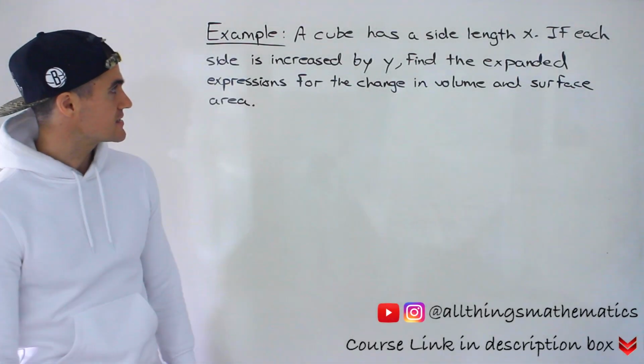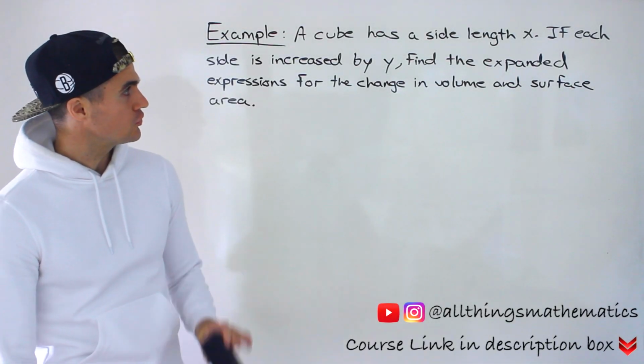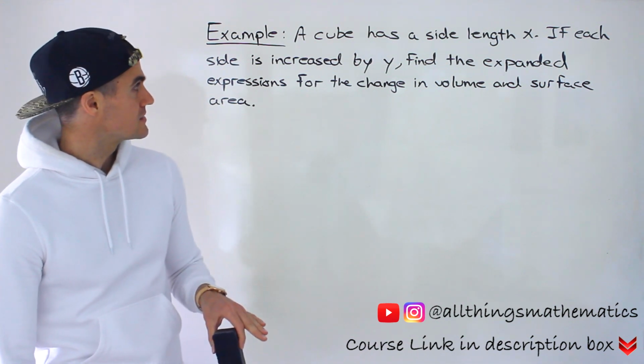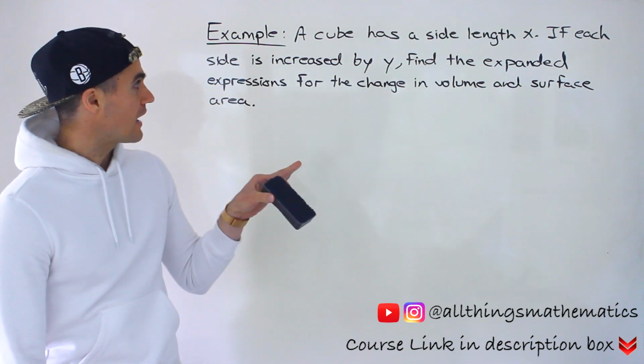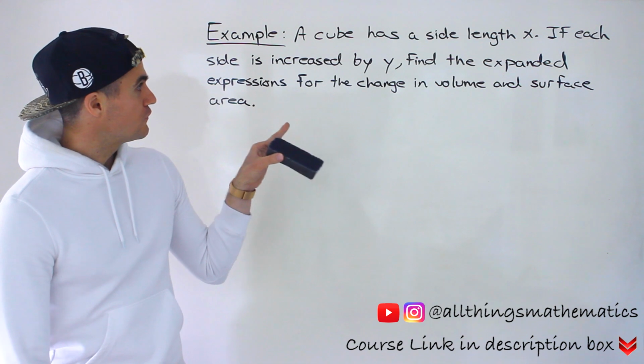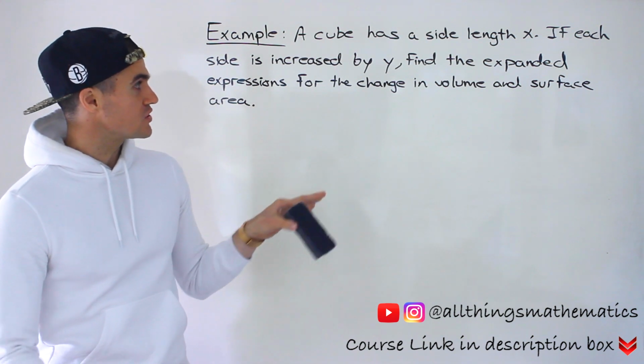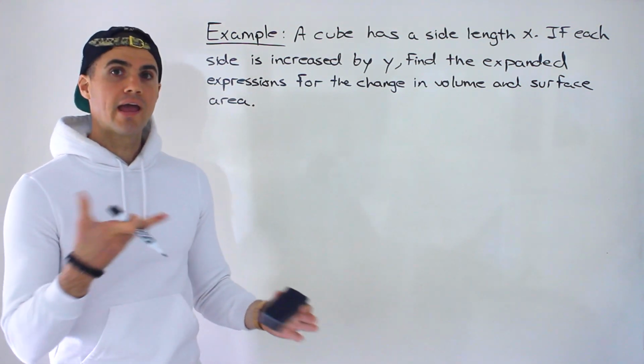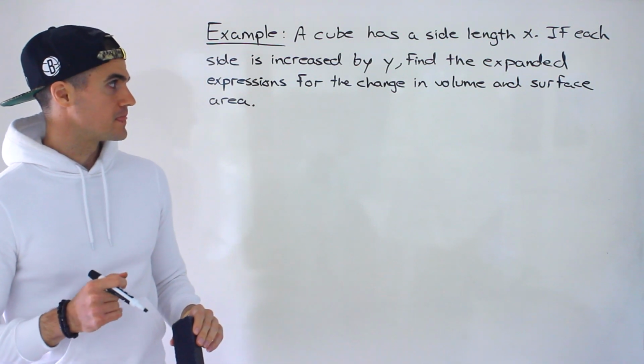Moving on to the next example, we are told that a cube has a side length x, and then we're asked, if each side is increased by y, find the expanded expressions for the change in volume and surface area.